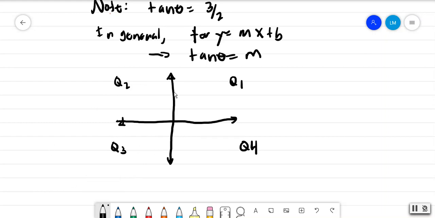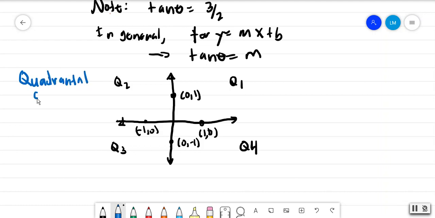Okay, so this ordered pair is 0, comma 1. And we'll just put 1, comma 0 for this one. And then we'll put negative 1, comma 0. And then we'll put 0, comma negative 1. And just as a reference, we're saying that this is in regards to the quadrantal angles.